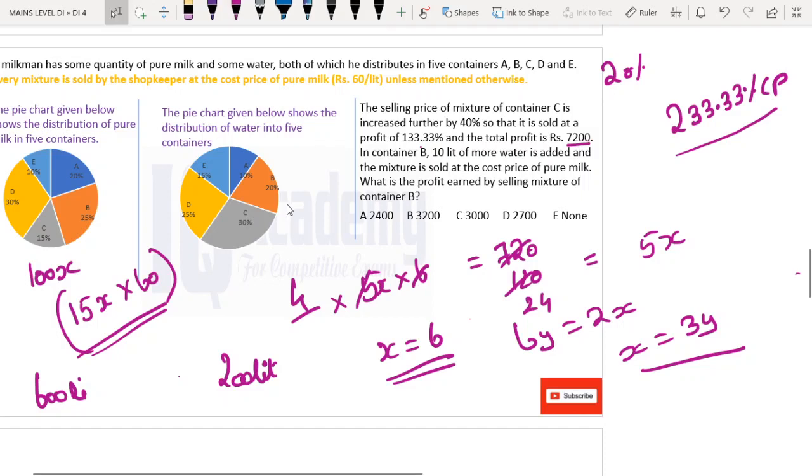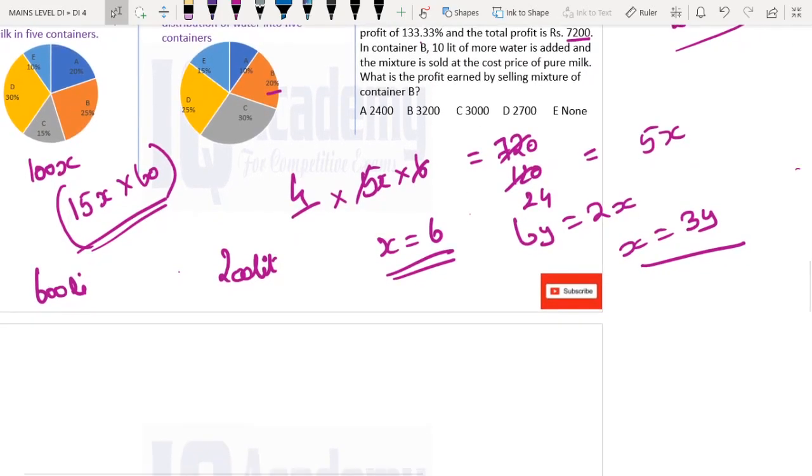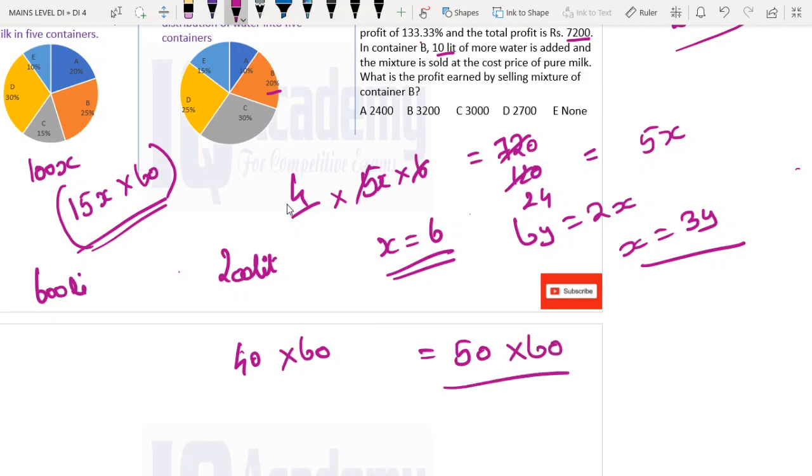Before adding 10 liters of water to container B, what is the profit? 20% of 200 liters, which is nothing but 40 into 60 is the profit. Now we are adding 10 more liters to it, so the present profit will be 50 into 60. So the answer is 3000 for this.